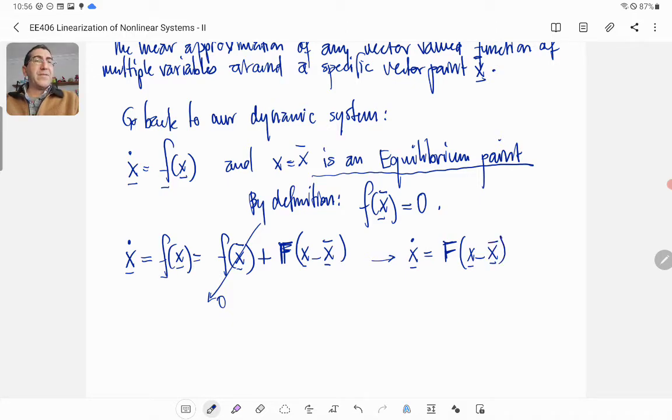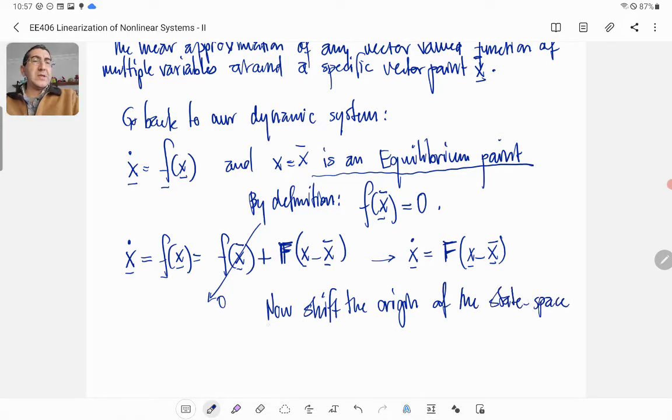We will do something further. We will shift our origin, so shift the origin of the state space coordinate system to the equilibrium point.